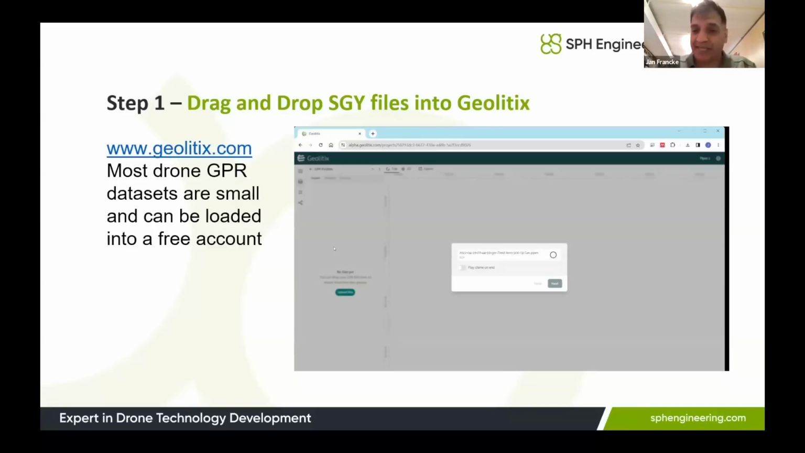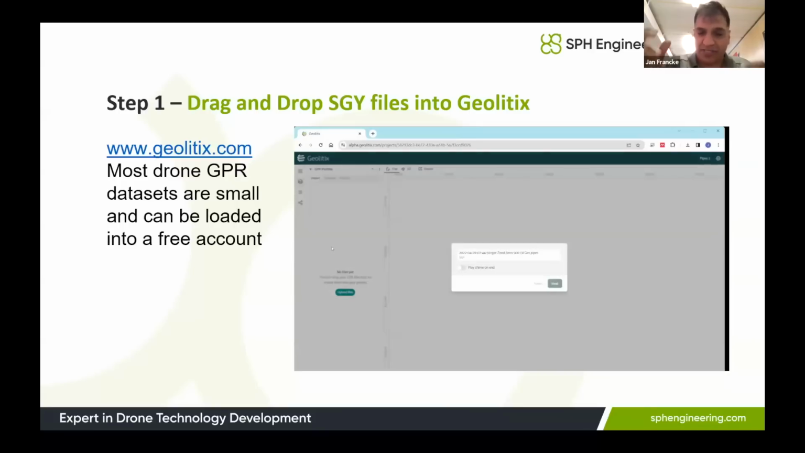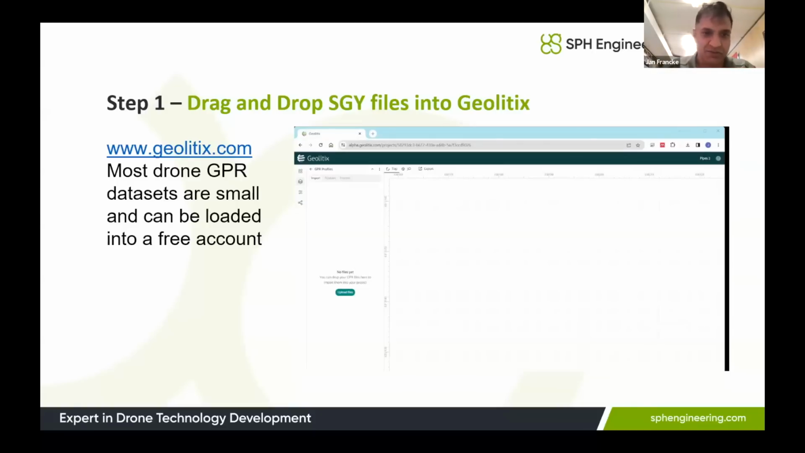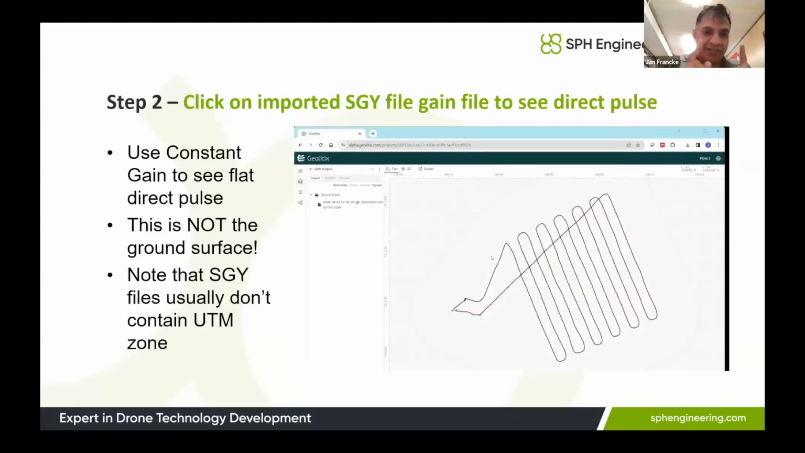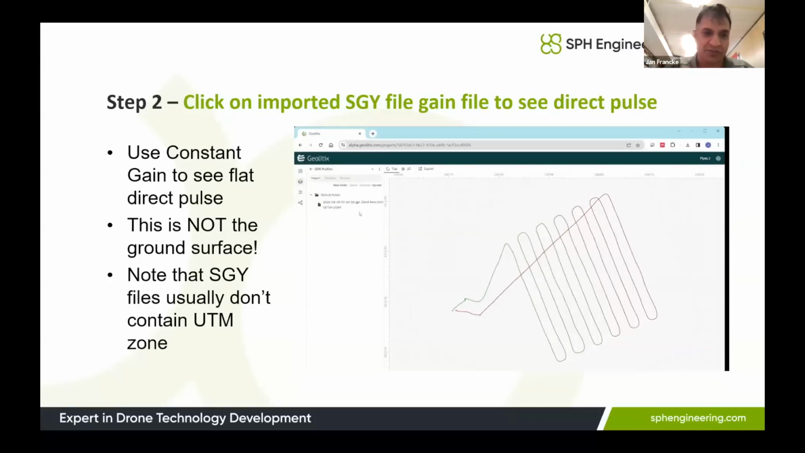So with Geolytics, you simply drag and drop your file. You download it, I guess, on an SD card or a USB key onto your computer. It's a SGY file. Drag and drop it into Geolytics. That's it, and Geolytics reads it all. It knows exactly where you are on the planet to a degree. Now, actually, it doesn't, because depending on which machine you get the SEG-Y file from, it doesn't actually know the UTM zone. You're going to have to look that up. It knows its coordinates, but it doesn't show the UTM zone.